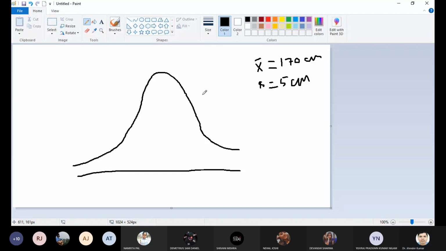So bell-shaped curve, it is unimodal. Sir, your voice is breaking. That means you have only one peak. Sir, your voice is breaking. Mean, median. Do one thing. Let me try to connect it with another network. Just wait for a moment.